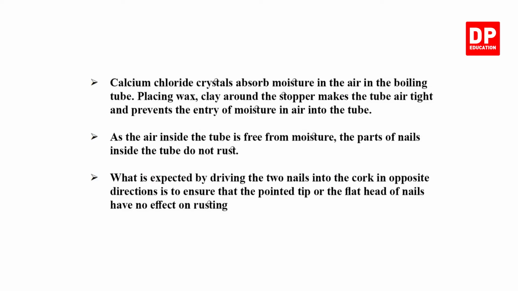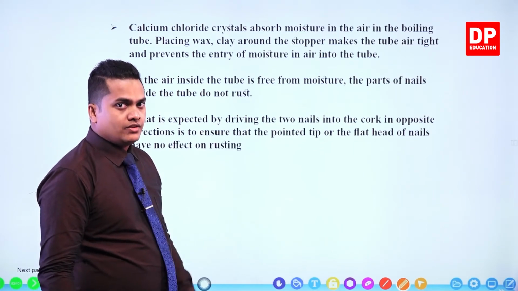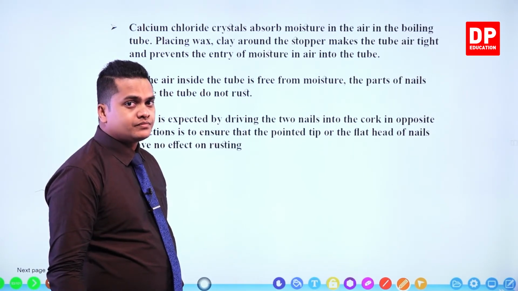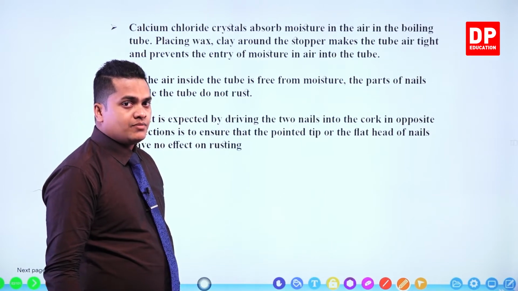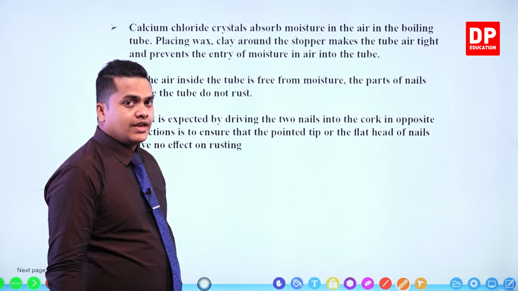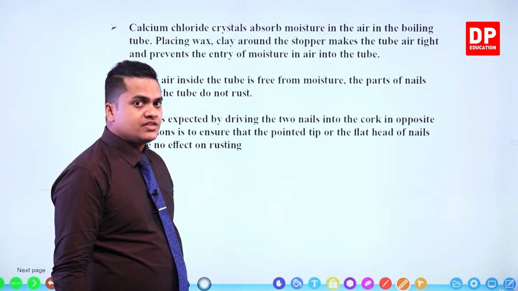Here the explanation is given, my dear children. See, calcium chloride crystals absorb moisture in the air in the boiling tube. Placing wax or clay around the stopper makes the tube airtight. We are placing wax or clay around the stopper, right? It helps to avoid entry of air particles into the system.